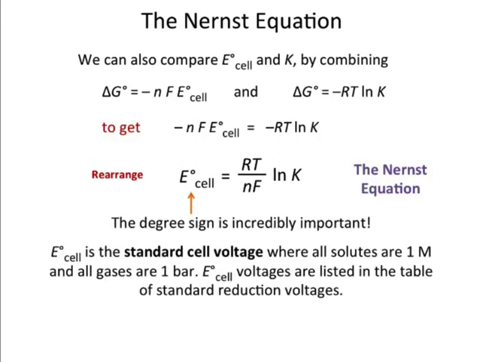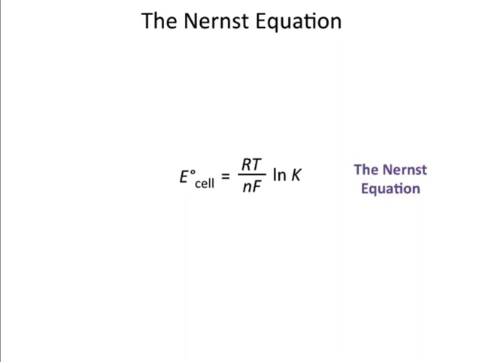Again, the degree sign here matters a lot. E naught cell is the standard cell voltage, where all solutes are 1 molar and gases are 1 bar, and these standard voltages are what you find listed in the table. So if you're going to calculate E naught cell, you can just pull the data out of the table, and that's great. If you're not at standard states, then you can't use the tabulated values. You can go measure it, but it's a little more complicated to do that. Not really complicated, just takes time.